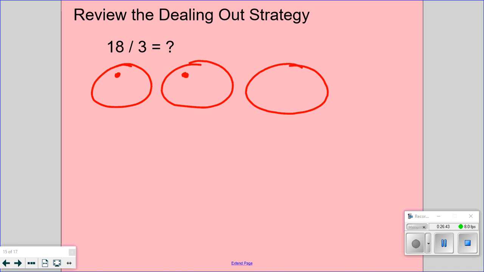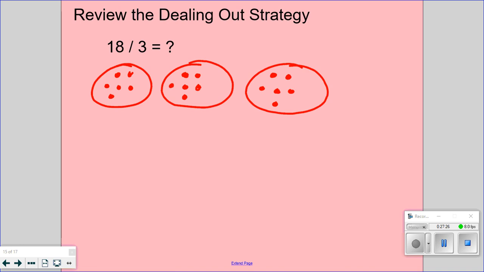1, 2, 3. Everybody got 1. Do I have enough to do it again? Yeah, I'm only at 3. 4, 5, 6. Can I keep going? Keep going. 7, 8, 9. Keep going. 10, 11, 12. Keep going. 13, 14, 15. Keep going. 16, 17, 18. Do a quick check.